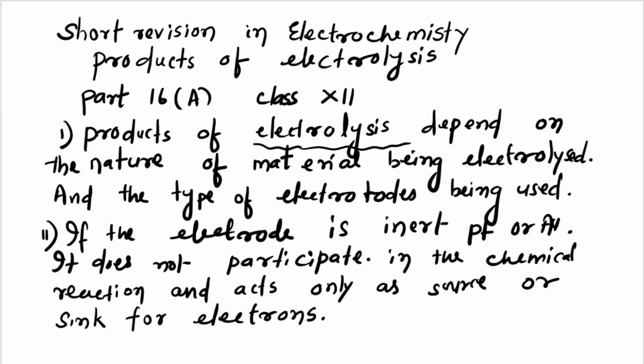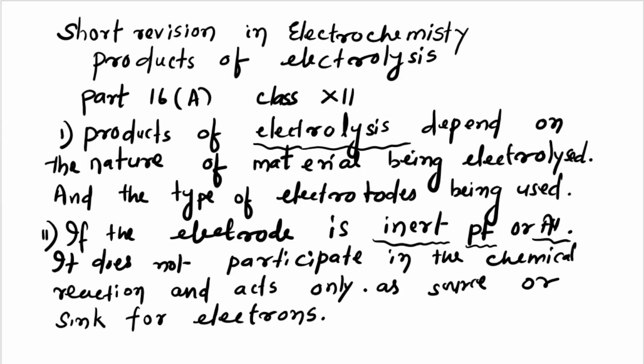If the electrode is inert, what is the meaning here? The electrode may also be inert. Inert means it is not active, for example platinum or gold. Pt means platinum, Au means gold. It does not participate in the chemical reaction and acts only as a source and sink of electrons. So it never undergoes a reaction in the electrolysis, and only acts as a source of electrons, giving or taking them.